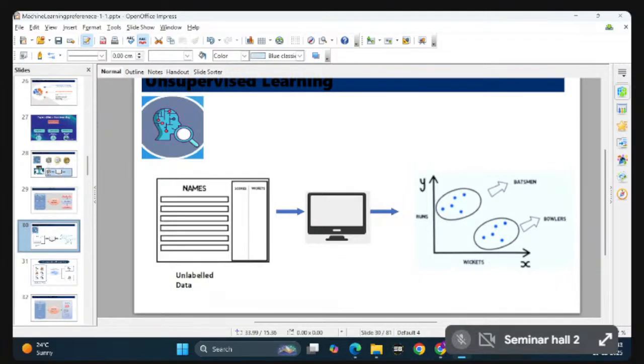Grouping of similar data. One cluster is all boys, one cluster is all girls. So a cluster is a grouping of similar data. Here, in which type of learning will we see this cluster?